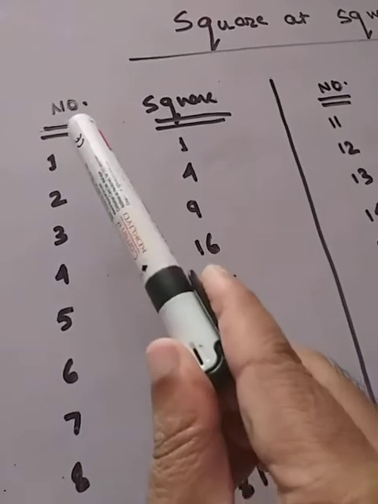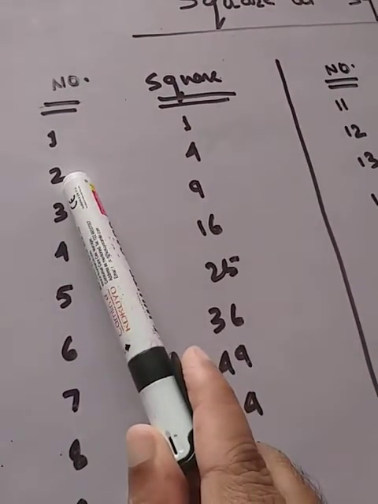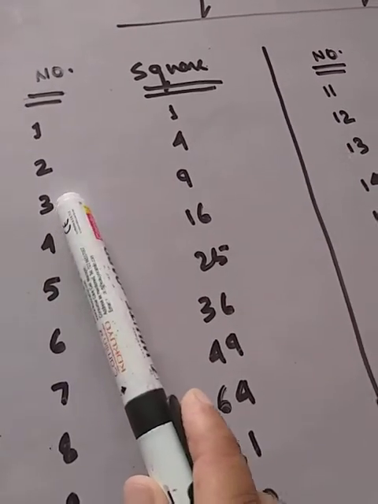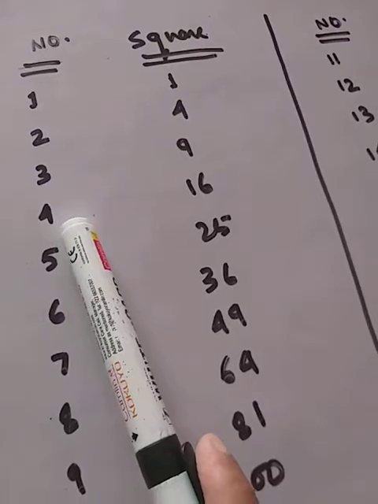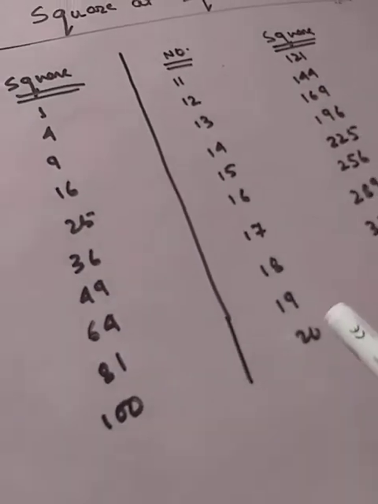So, what is the square of 1? 1 into 1 is 1. What is the square of 2? 2 into 2, the answer is 4. What is the square of 3? 3 into 3, the answer is 9. What is the square of 4? 4 into 4, that is 16. In this way, I have written the squares of the first 20 natural numbers.